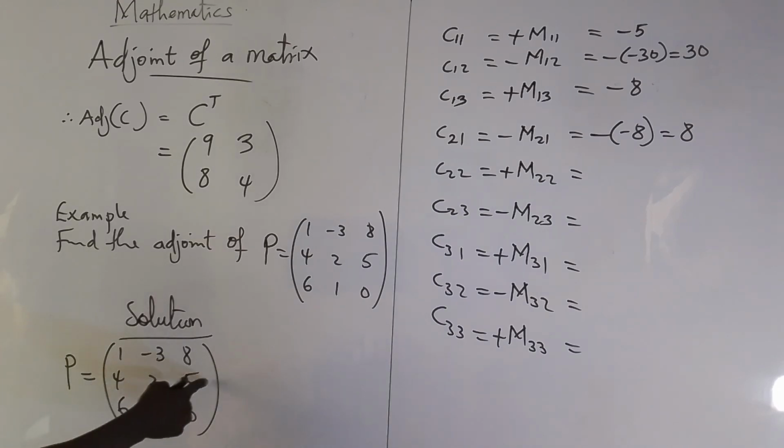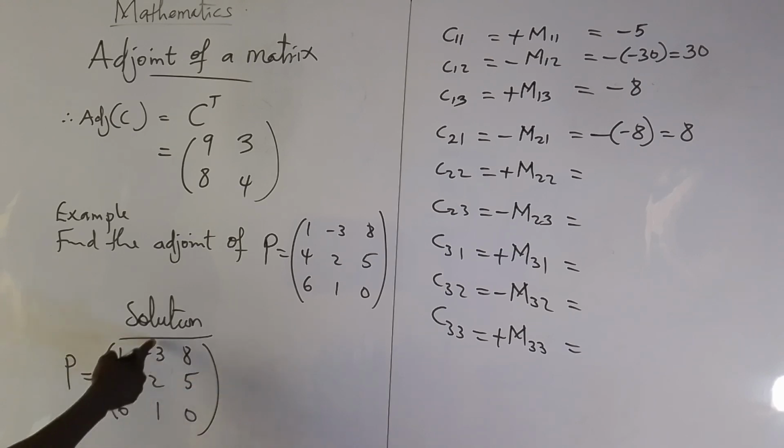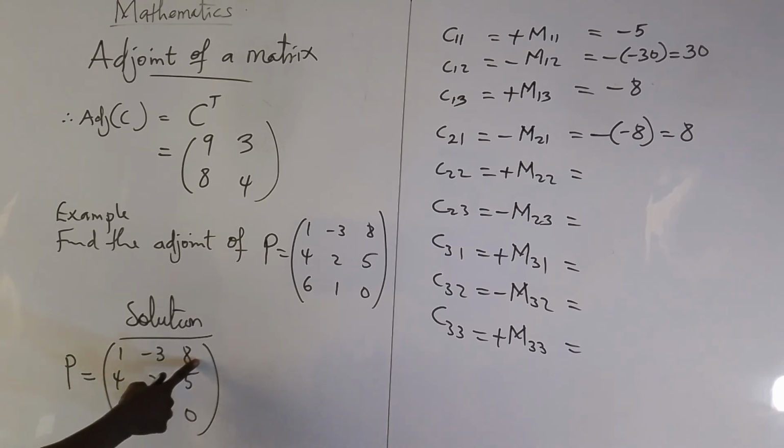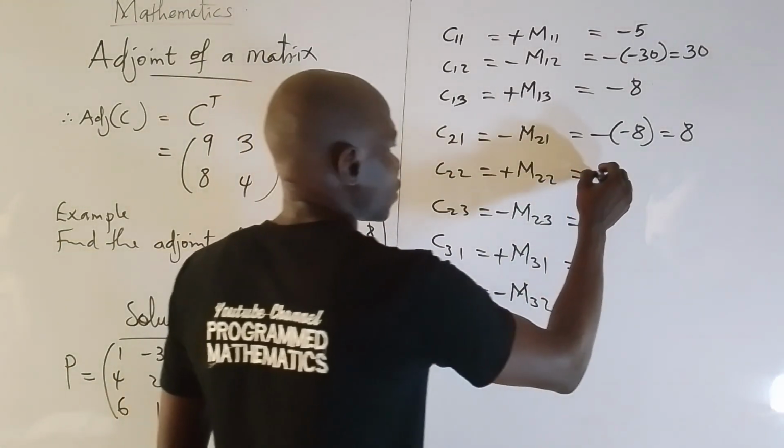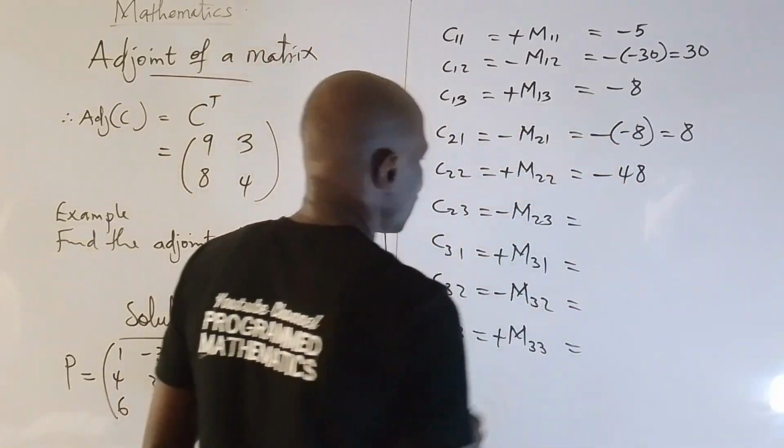Then M22. M22 means second row, second column. So you have 1, 8, 6, 0. 1 times 0 is 0. 6 times 8 is 48. 0 minus 48 is minus 48. So this one is minus 48.